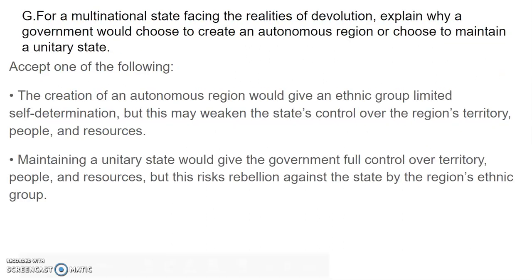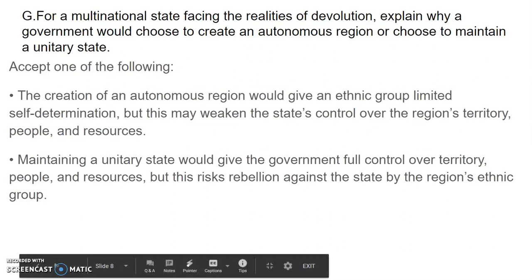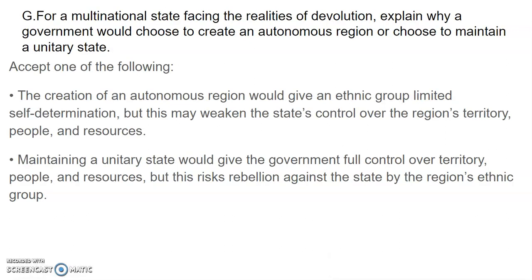And finally, G. For a multinational state facing the realities of devolution, explain why a government would choose to create an autonomous region or choose to maintain a unitary state. Remember, an autonomous region is a region that is still part of the country, but that acts pretty independently. An example would be Puerto Rico, which is an autonomous region. You see a lot of the colonies or territories still tend to act as autonomous regions.